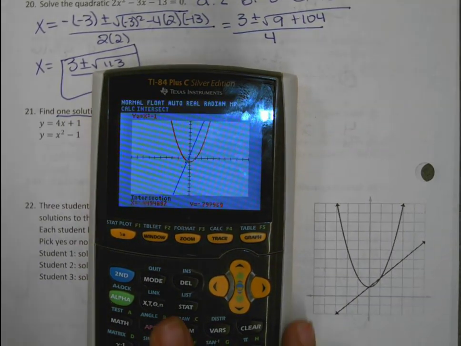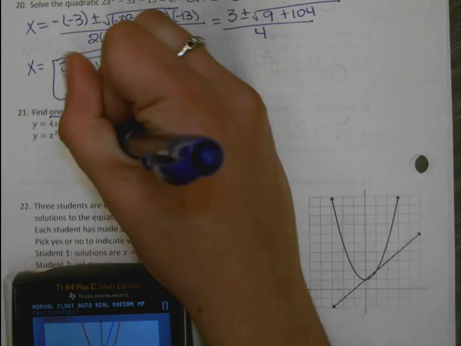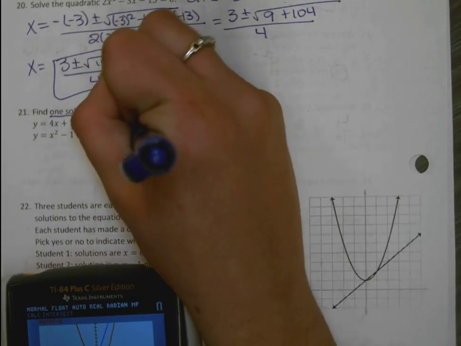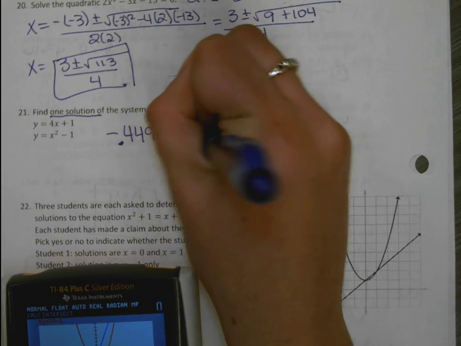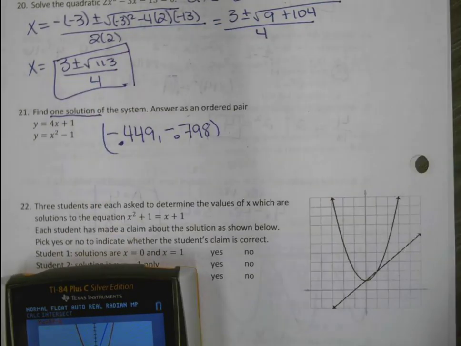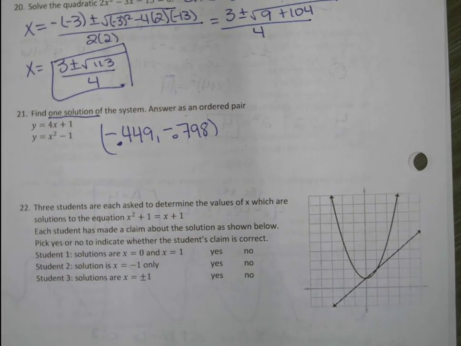This is kind of hard to read. It says negative 0.449 for my x and negative 0.798 for my y. I want to round to 3 decimal places, and I am good.